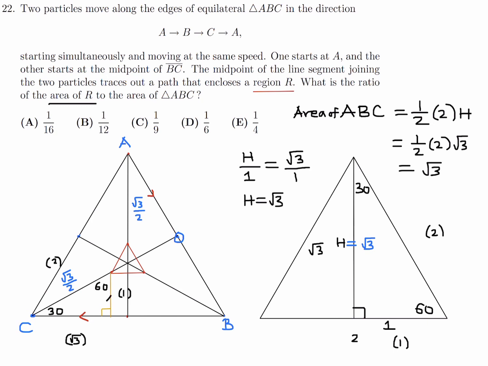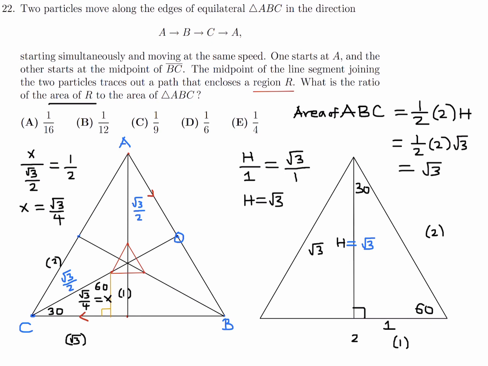So we've got x over root 3 over 2 is going to be, in terms of ratios, 1 over 2, correct? So that means x is equal to root 3 over 4. Root 3 over 4. So perfect.